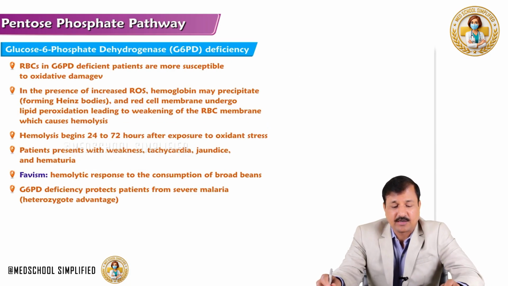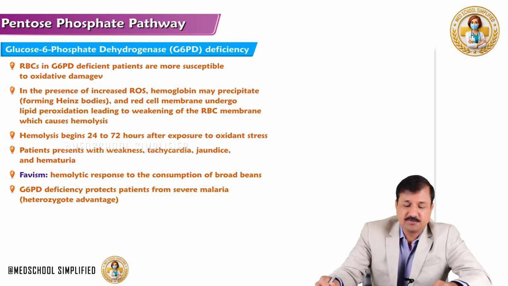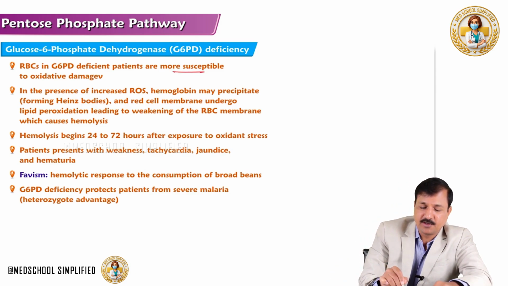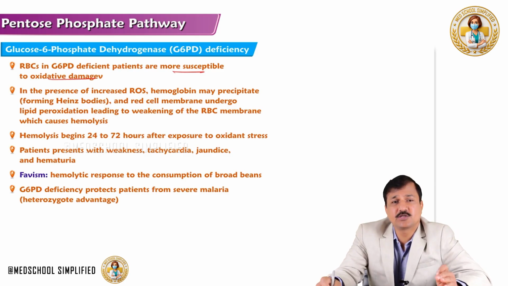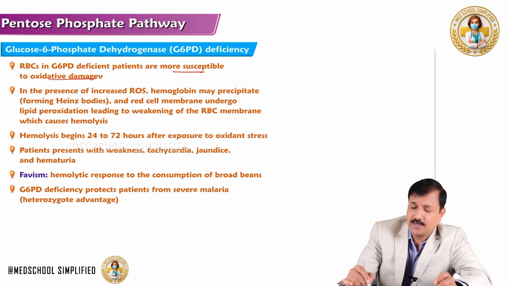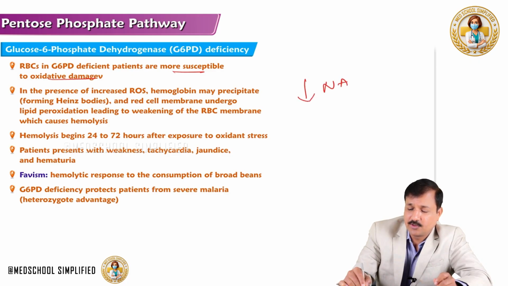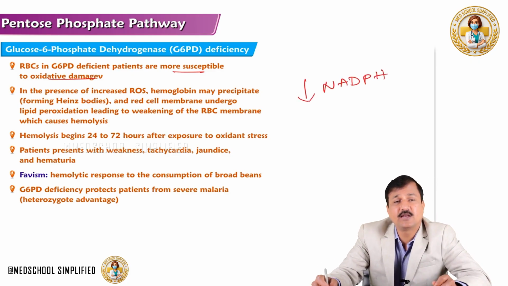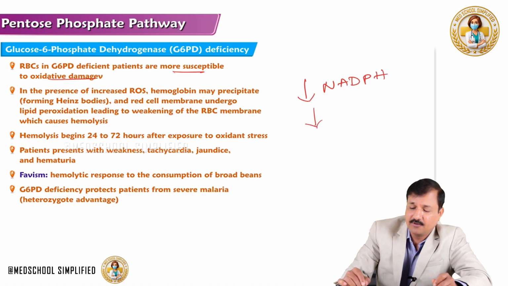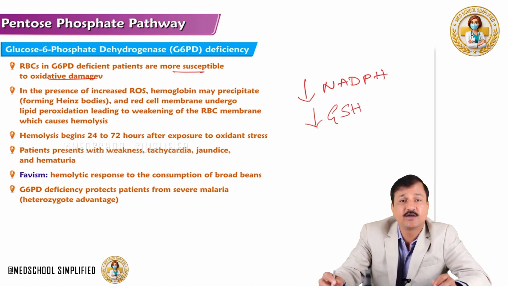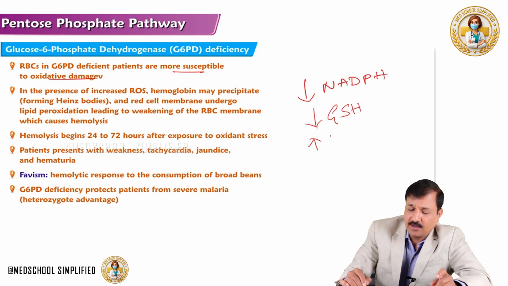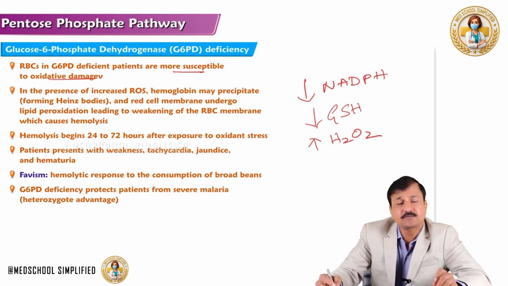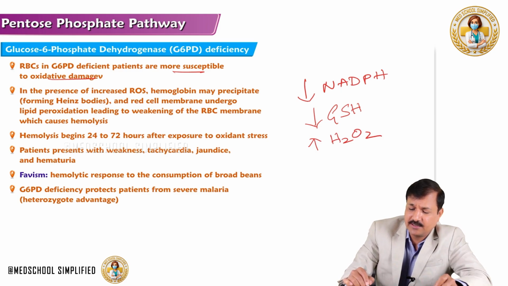Okay. Now, RBCs in G6PD deficient patients are more susceptible to oxidative damage because patients with glucose-6-phosphate dehydrogenase deficiency already have less than normal amount of NADPH plus H plus. So, if they have less NADPH H plus, that means they will have relatively less GSH, that is, reduced glutathione is less. If there is less reduced glutathione, that means they will have higher amounts of hydrogen peroxide. And this higher amount of hydrogen peroxide in turn will lead to higher hydroxyl radical formation, which is a reactive oxygen species.